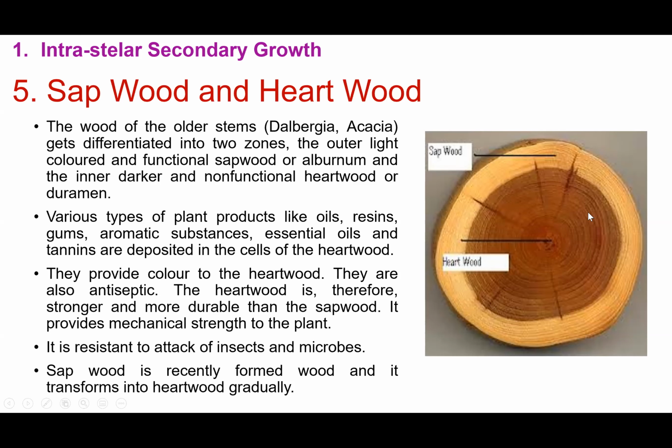So heartwood is stronger and more durable than sapwood, and heartwood gives the mechanical strength to the plant and it is resistant to insects and microbes. Microorganisms also cannot attack this heartwood. Sapwood is the recently formed wood, that is the young wood, and generally it helps in the conduction of water, but gradually sapwood also will turn into heartwood. As the age of the plant increases, sapwood also will change into heartwood.